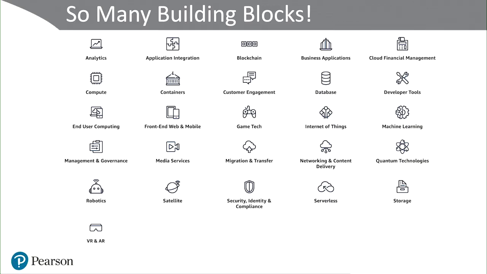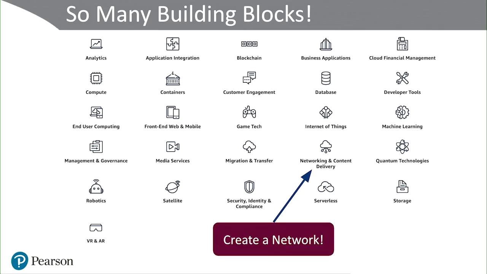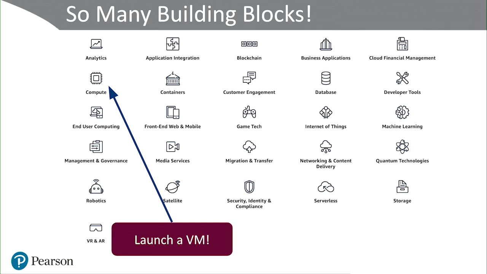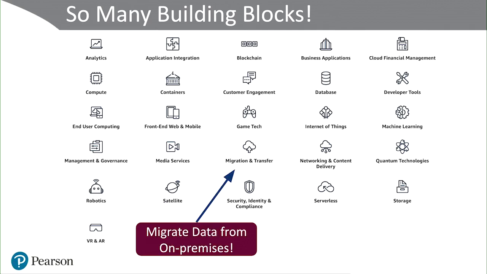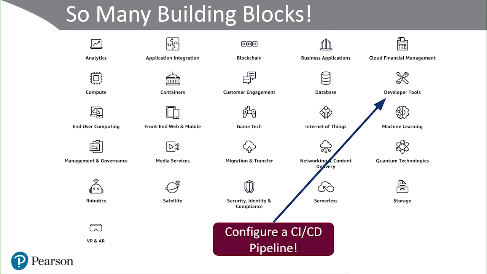Now, more specifically, looking at this list of building blocks, there are a lot of different things you can do, like create your own private network, or launch a virtual machine, or 100 virtual machines, or 1,000 virtual machines. You can migrate data from on-premises. You can create an entire hybrid infrastructure that includes both cloud resources and on-prem resources. Or you could even configure an entire end-to-end continuous integration or continuous deployment pipeline.